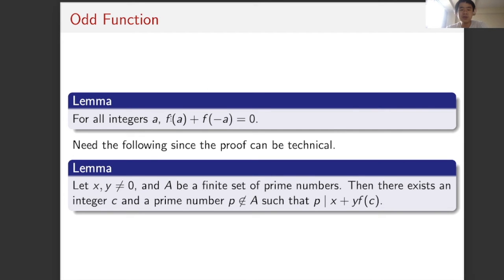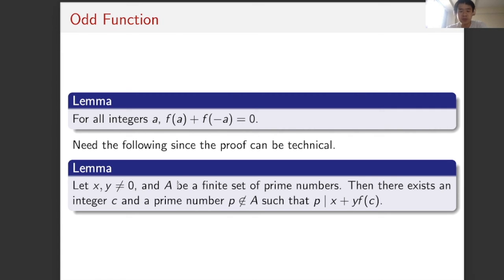But in order to show this, we need something technical, i.e. we need some groundwork done. So here comes the lemma that we are going to show. If x and y are not 0 and A is a finite set of prime numbers, then there is an integer c and a prime number p not in A such that p divides x plus y f(c).